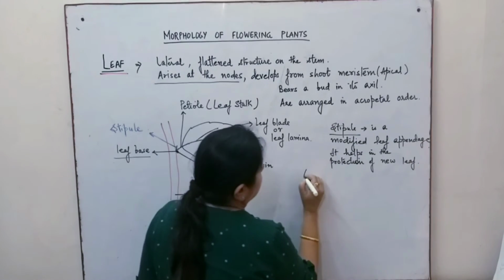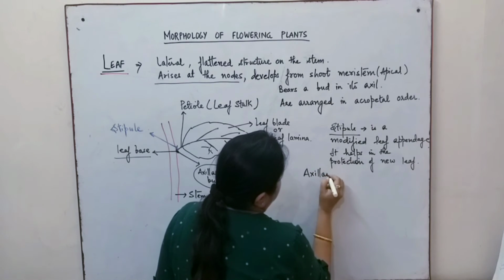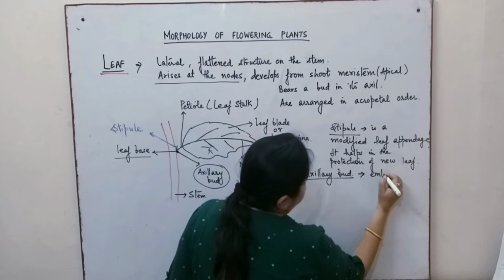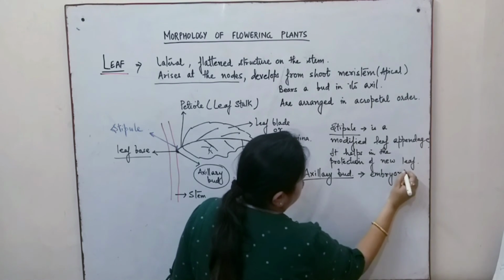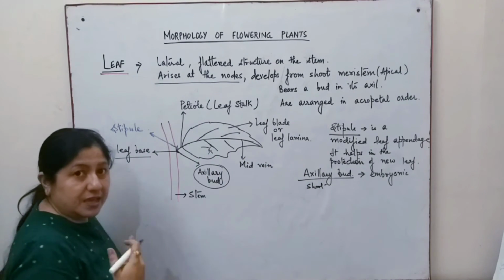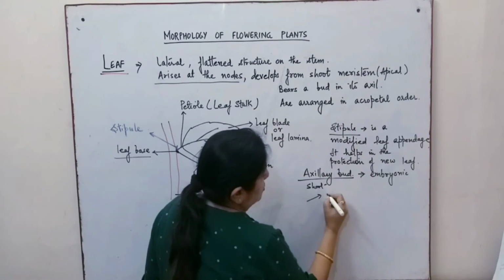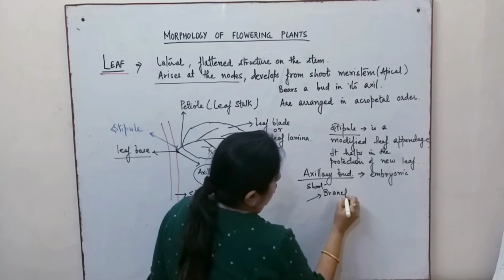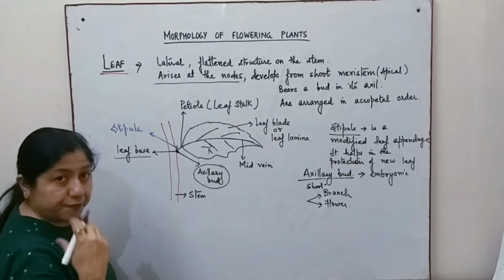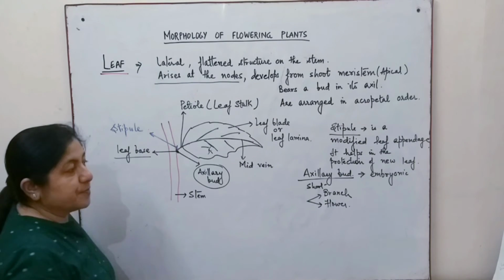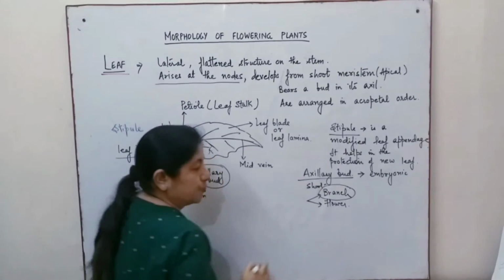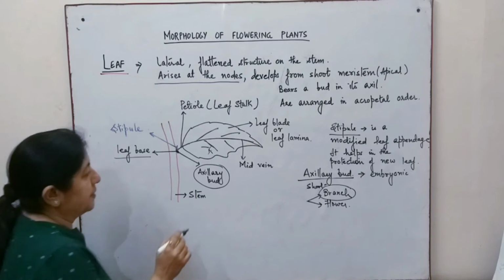Now this axillary bud is an embryonic shoot. It represents an embryonic shoot. And this axillary bud may give rise to a branch. A new branch will develop from here, or it may develop as a flower. So the function of the axillary bud is, since it is an embryonic shoot, it may form a new branch, or it may form the flower.